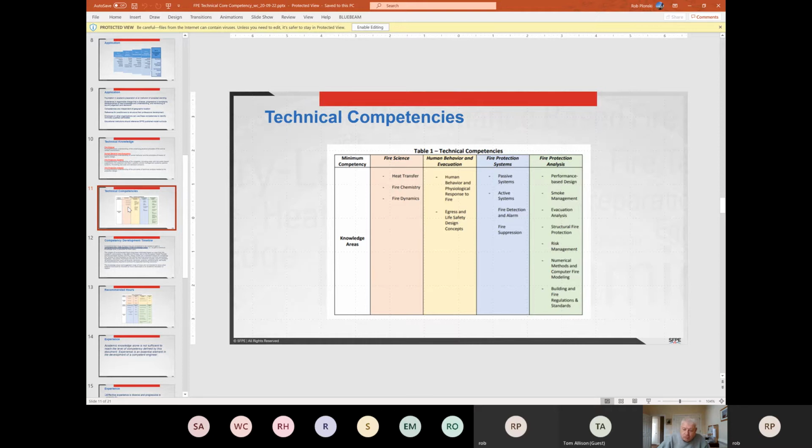I'm looking at slide 13. If you want to go to slide 13. Give me 10 seconds. 13, 1, 3.